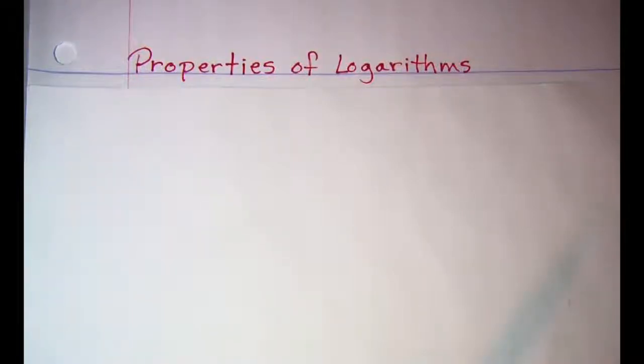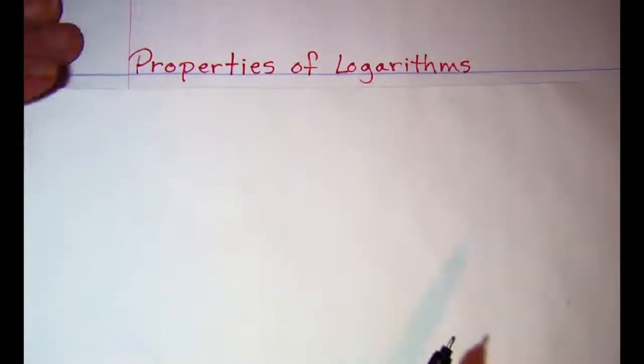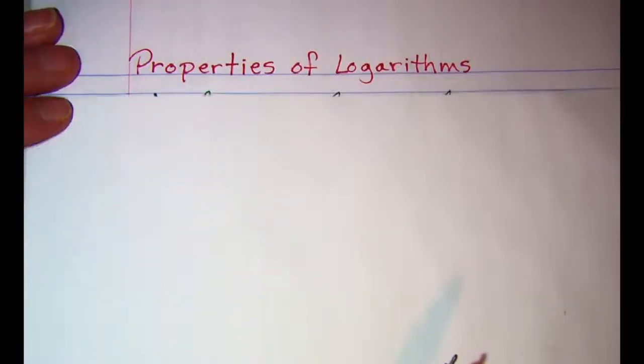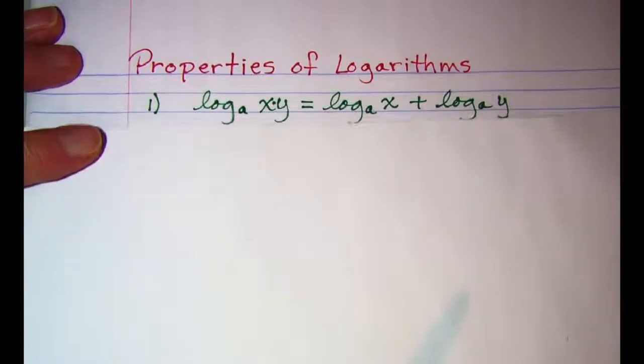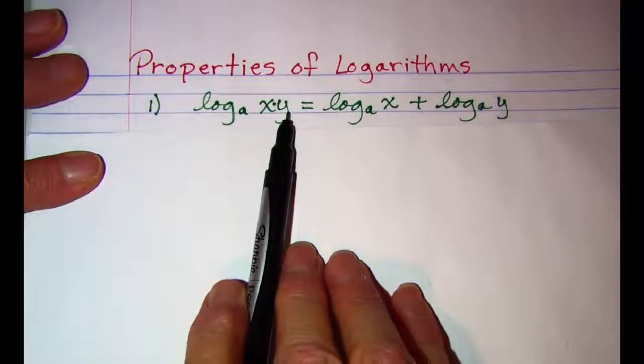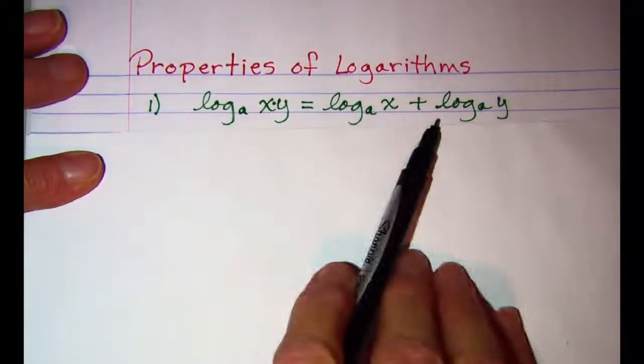In this video, we'll be talking about the properties of logarithms and then using those properties to rewrite our logarithm. The first property is the log of a product is equal to the sum of the logs.